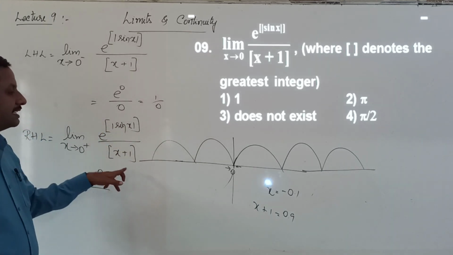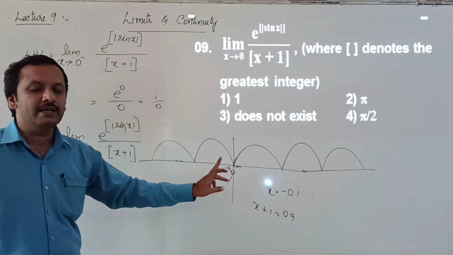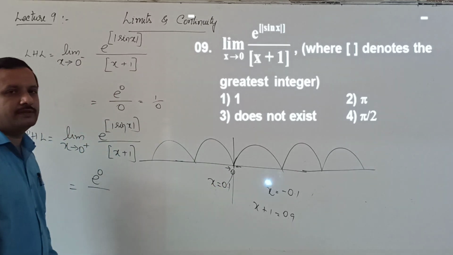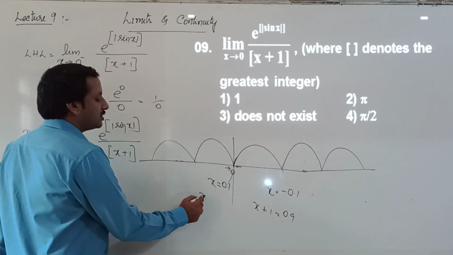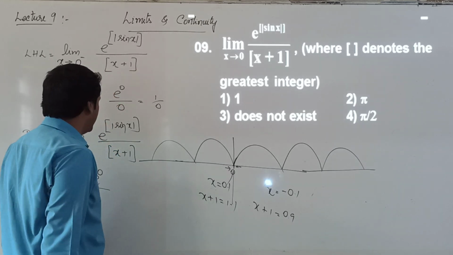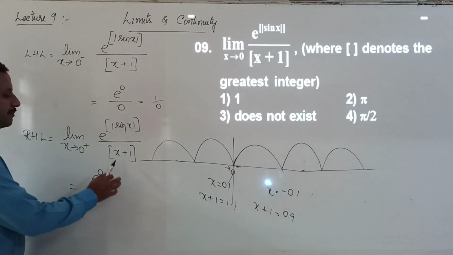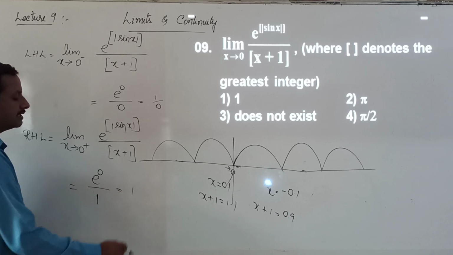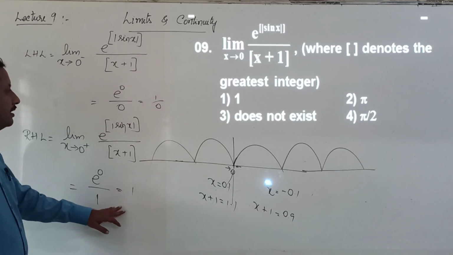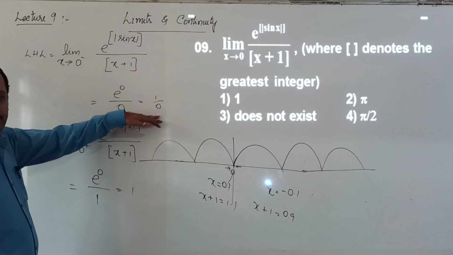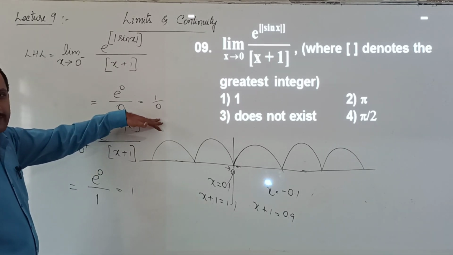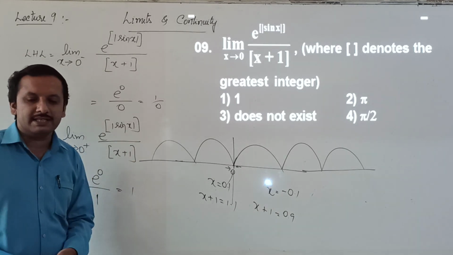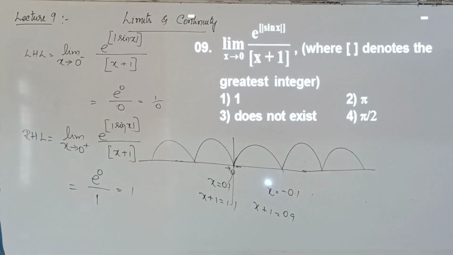And here x is very close to 0 but greater than 0, right? X very close to 0 but greater than 0 means I can take x equal to 0.1. If x is 0.1, what happens to x plus 1? X plus 1 will be equal to 1.1. Step of 1.1 is 1. So e power 0 by 1 is equal to 1, 1 by 1 is 1. So the left hand limit does not exist, or I can say the left hand limit is infinity and the right hand limit is 1. They are not equal. Therefore, the answer is: this limit does not exist.